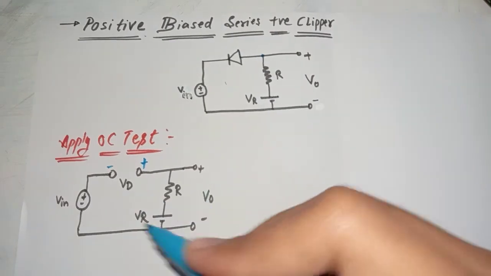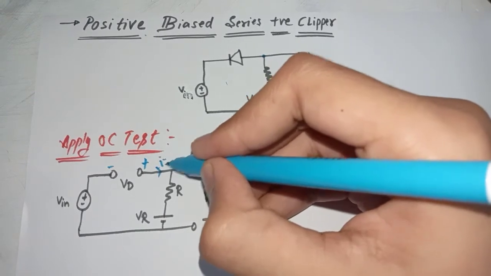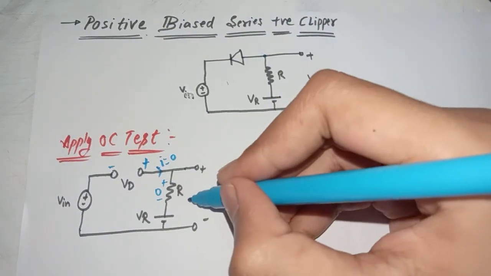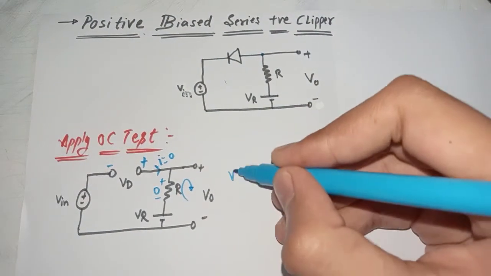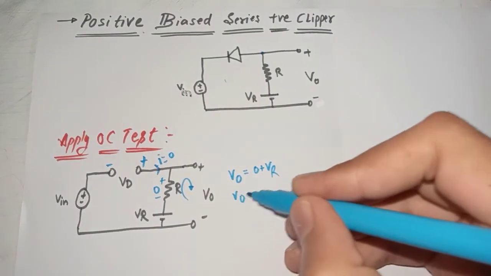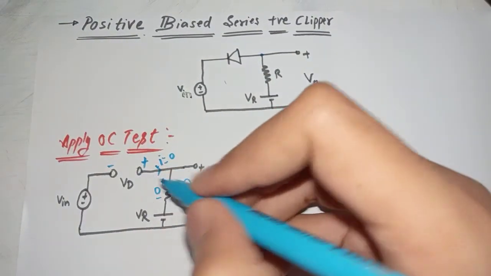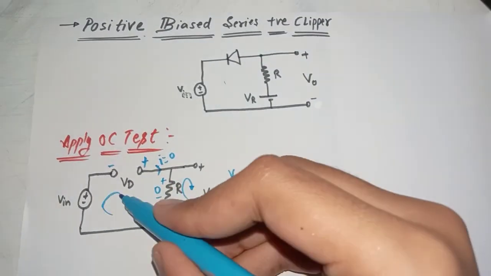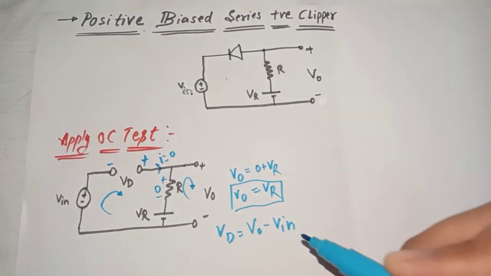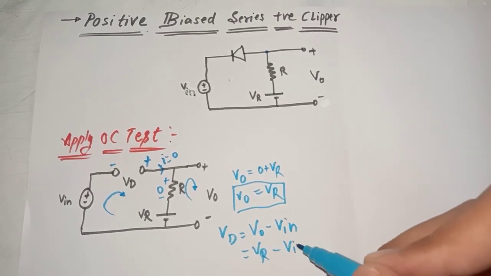Now if I apply KVL here, first of all, as it is an open circuit, the current will be 0. If the current is 0, then the voltage drop across this resistor will also be 0. So if I apply KVL, we get V0 equals 0 plus VR. Then V0 becomes VR, so V0 equals VR. Now if I apply KVL in this loop, we can write Vd equals V0 minus V in. Since V0 equals VR, Vd equals VR minus V in.